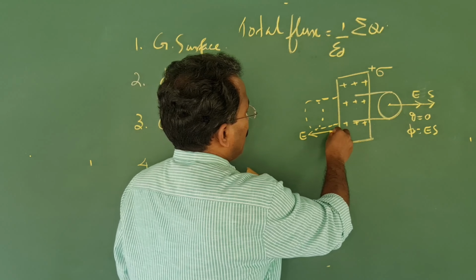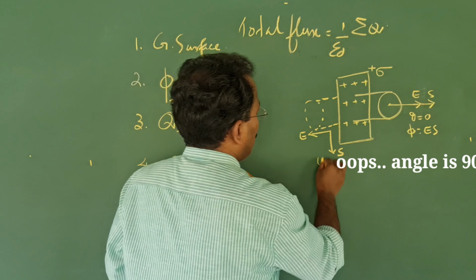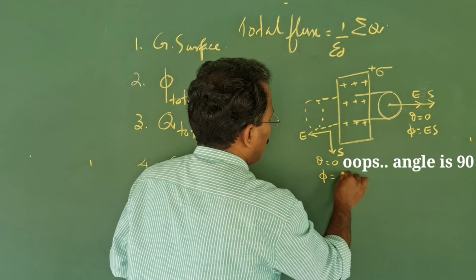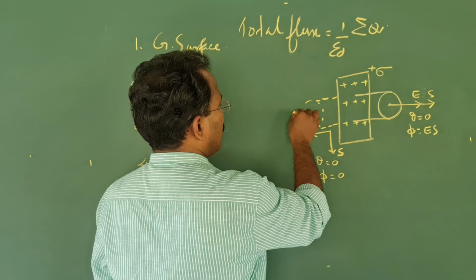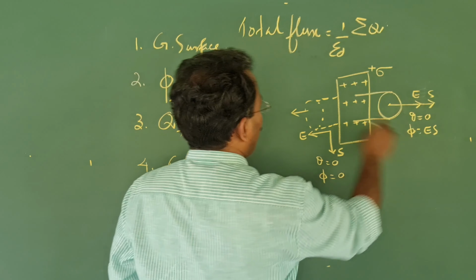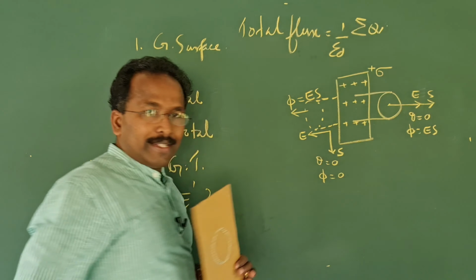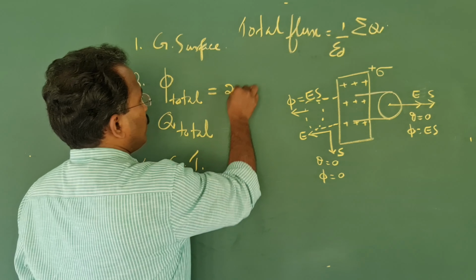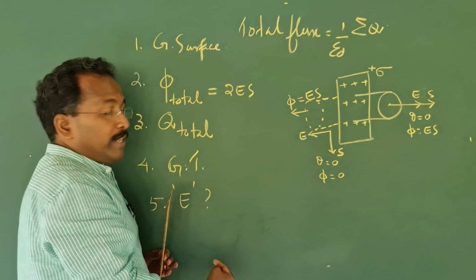Okay. The area vector is in this direction, so theta is equal to 0, so phi is also equal to 0. And on this side, you will have the same flux, phi equal to E into S. So the total flux will be 2 into E into S. You should write along with me.